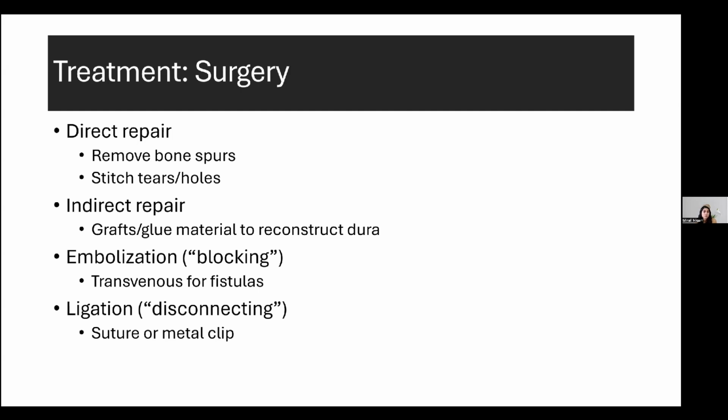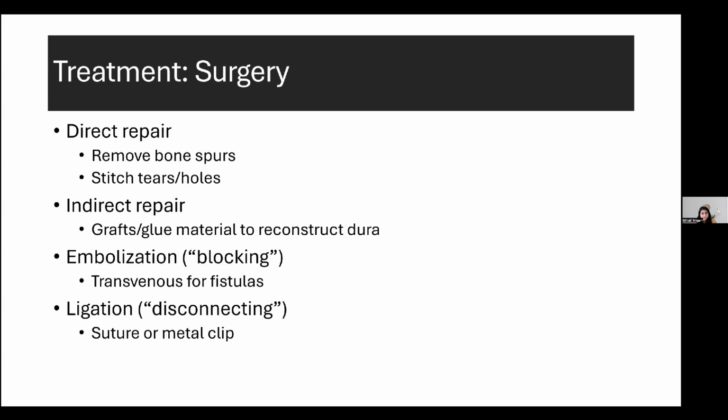So going back to the type 1 spontaneous CSF leak, this is caused by bone spurs jutting out or the vertebral discs. So sometimes neurosurgery can just remove the bone spurs. Other times they can actually stitch up the hole or the tear within the dura itself. Indirect repair involves applying a graft or glue to reconstruct the dura.